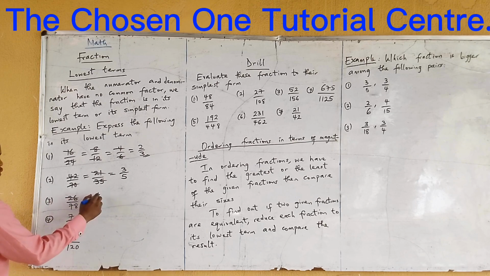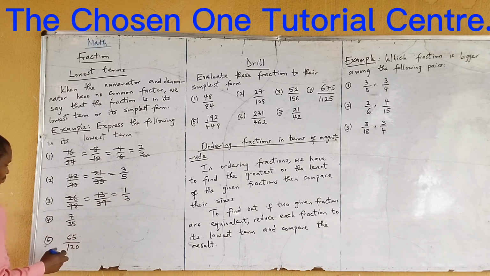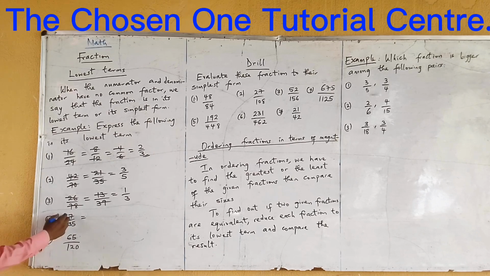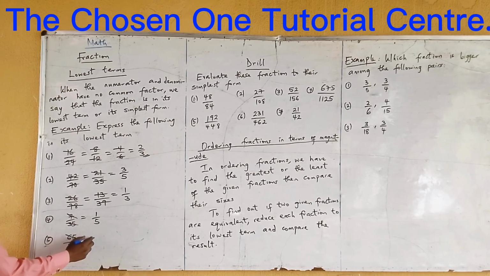2 in 26, we have 13. And 2 here, we are going to have 39. 13 here, 1. 13 in 39, we have 3. Then we have 7 over 35. 7 here, 1. 7 here, 5. 5 in 65, we are going to have 13. And 5 in 120, we are going to have 20.